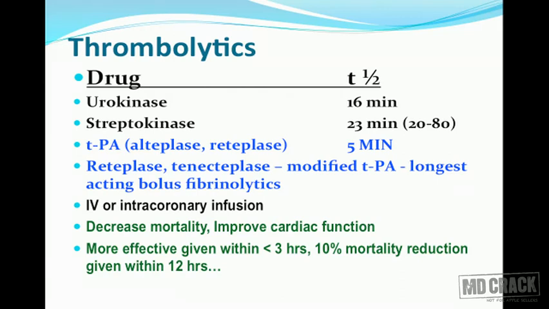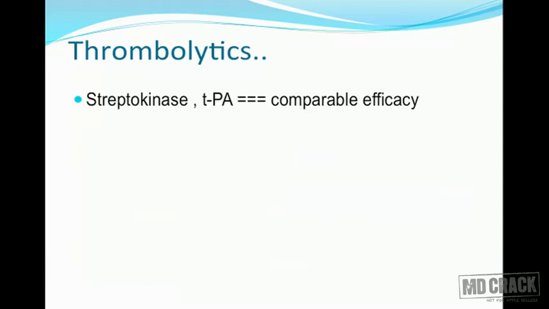Obviously, I hope you understand they are more effective if given as early as possible, preferably within 3 hours. If you give within 12 hours, the mortality reduction comes down. The mortality reduction is about 10% if you give within 12 hours of the thrombus formation. If you give early, within 3 hours, the mortality can be prevented and it's really going to be useful.